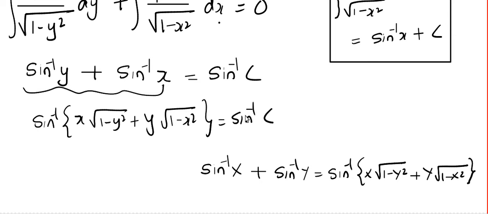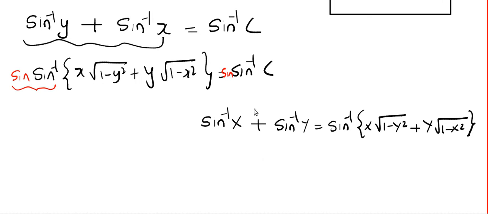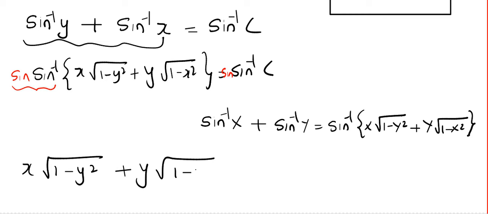Now what should I do? I should take sine on both sides, because you know that sine inverse will give us the identity function. So we are going to get the solution now. Our solution will be x into root under 1 minus y square plus y into root under 1 minus x square is equal to c.